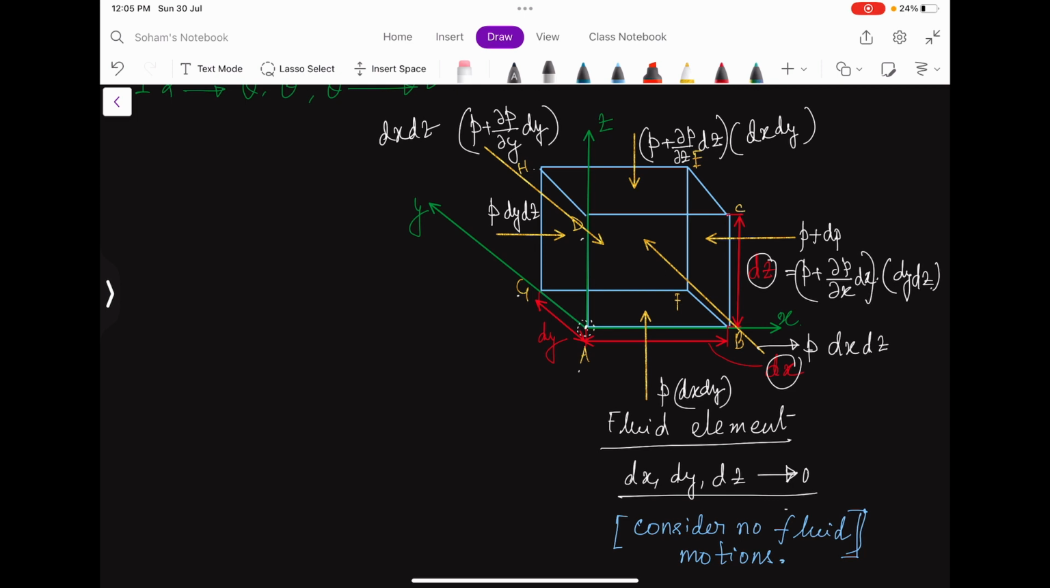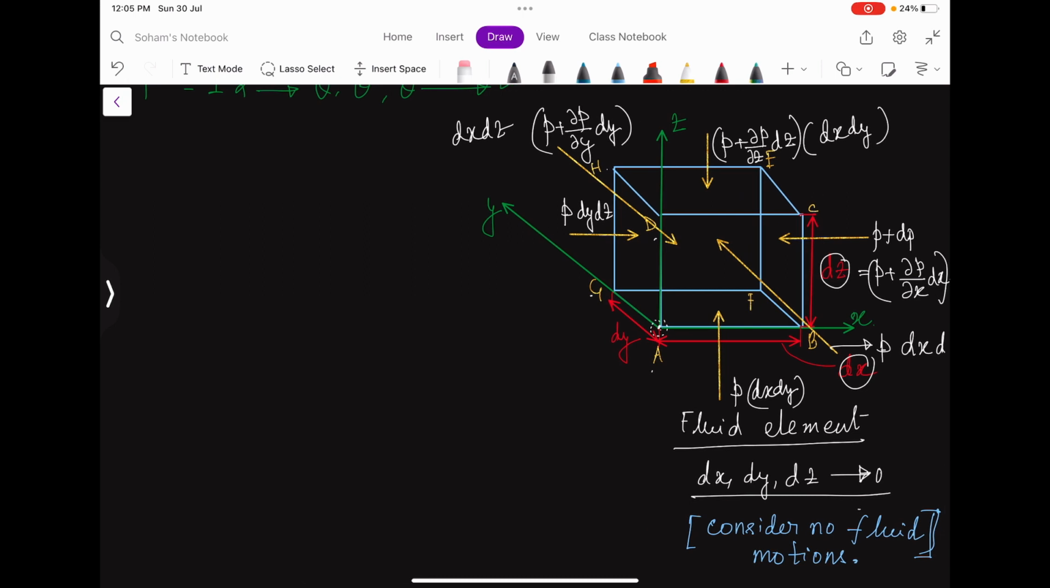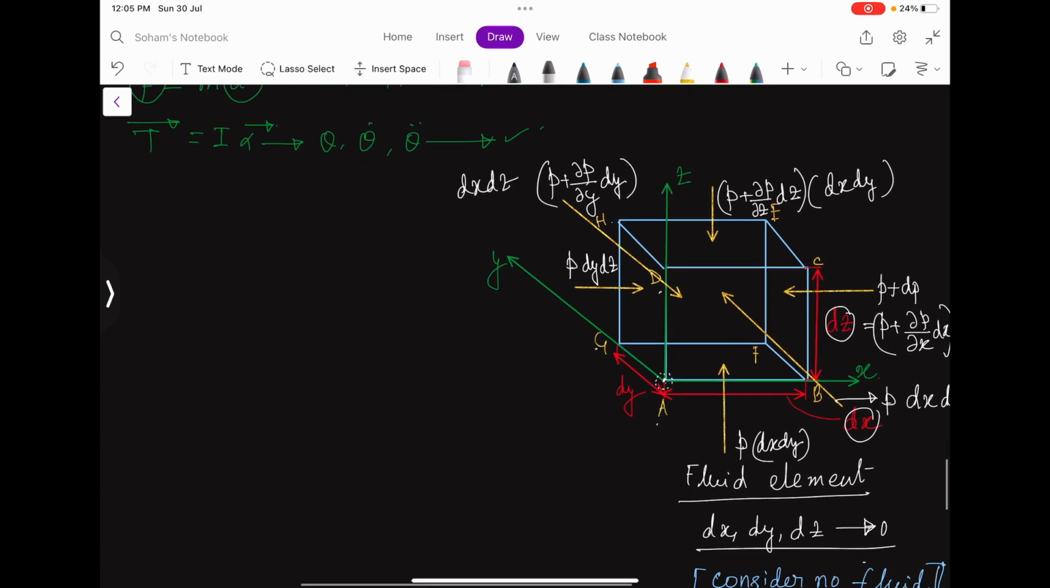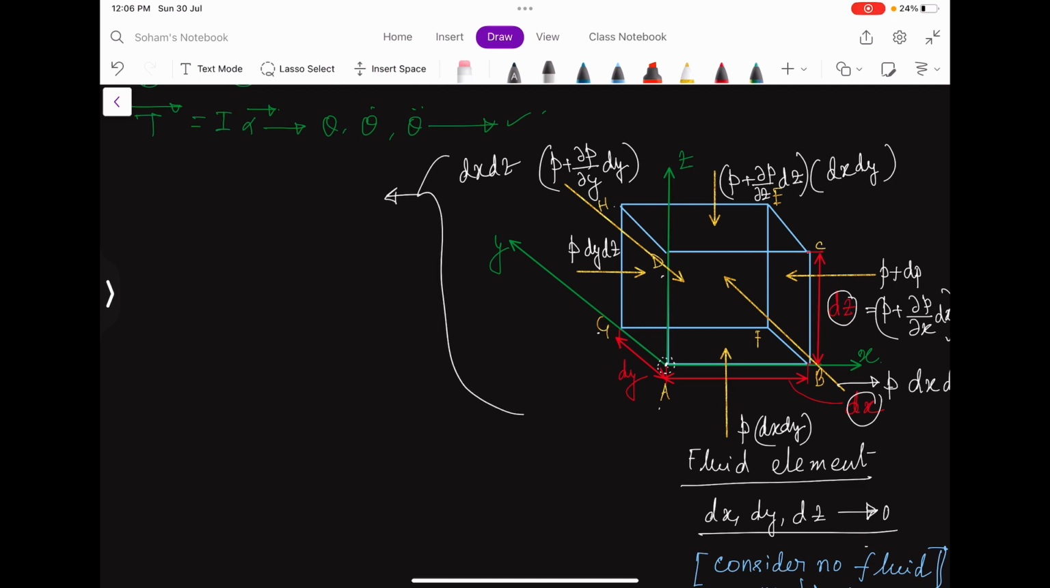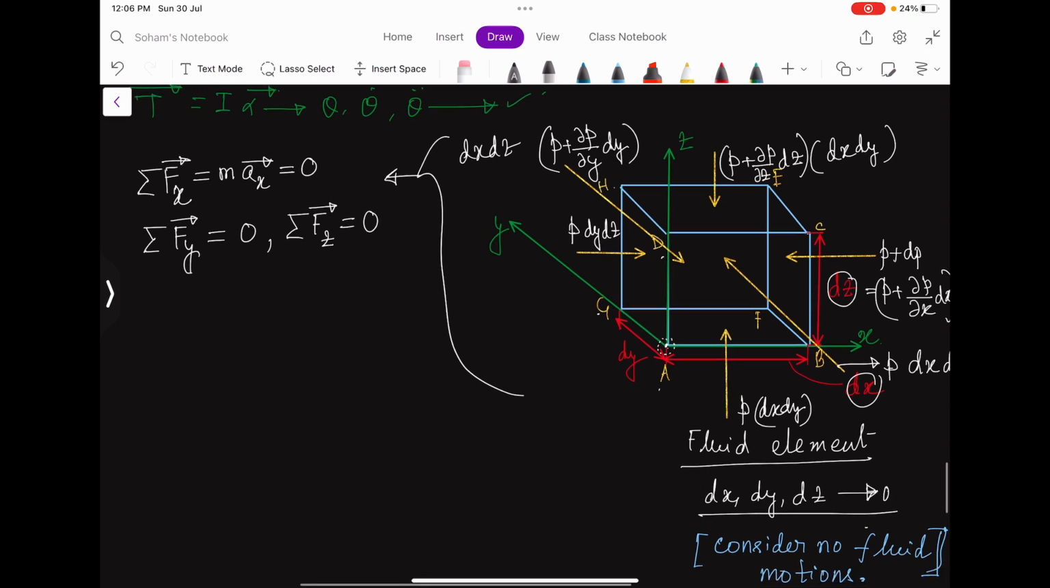Now let us write the equilibrium equation. As they are in static condition, the summation of all the external forces acting along x, sum of Fx, equals m ax, and ax is equal to 0. Similarly, sum of Fy is equal to 0, because in all the directions there is no acceleration. So let me write equations 1, 2, and 3 in the x, y, and z directions.